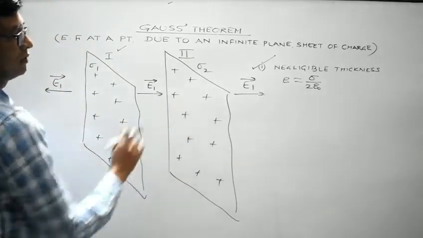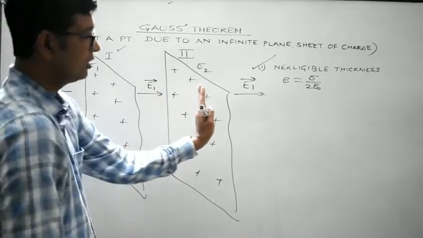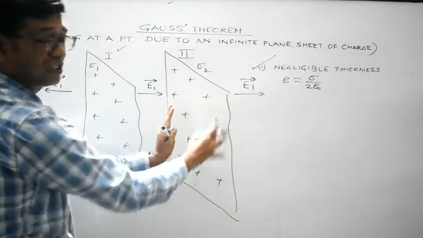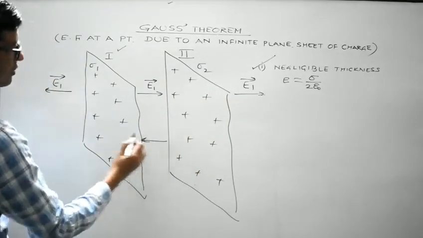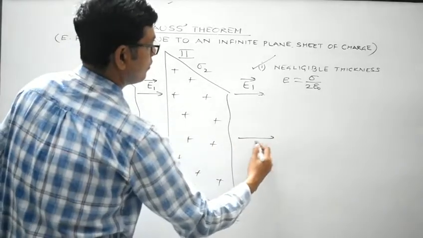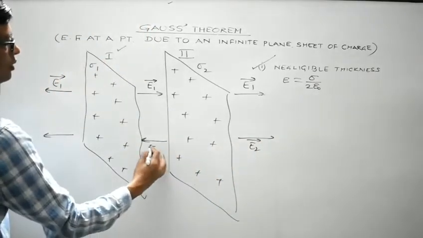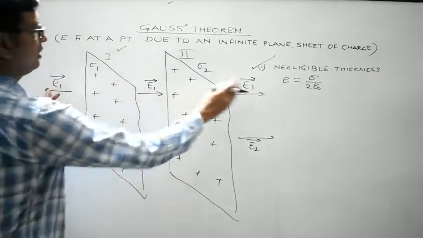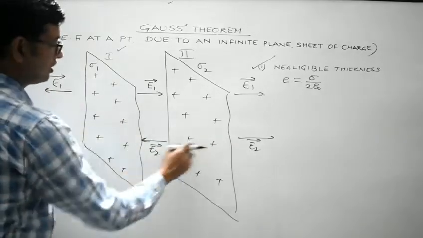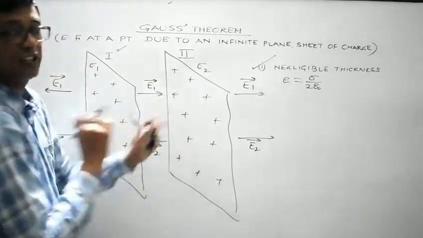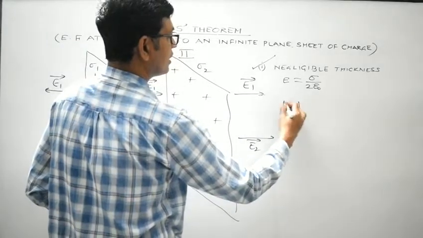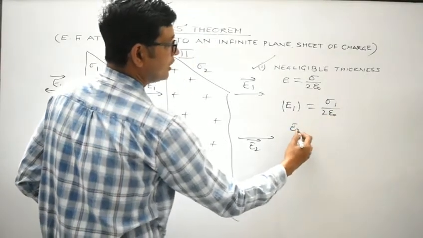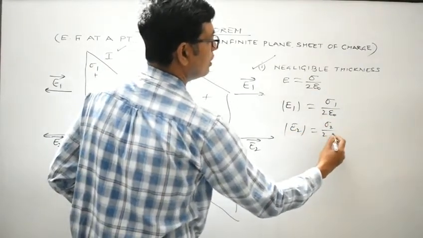Now consider the second plane sheet of charge. Due to this again, the electric field would be in the outward direction. So let us represent the electric field due to this sheet by E2. So it will be along this direction. This is E2. Right? E1 is the electric field in these three regions due to the first sheet. E2 is the electric field in these three regions due to this second sheet. Strength or magnitude of the electric field E1 would be sigma 1 over 2 epsilon, while the strength of E2 would be sigma 2 by twice epsilon.